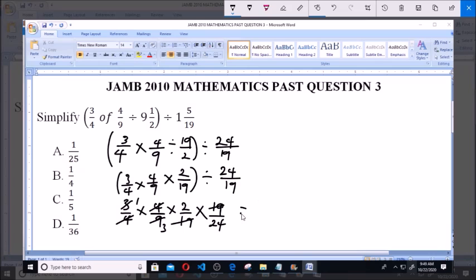So we have what? This is equals to 2 all over 3 multiplied by 24, and that is equals to 2 all over 72. Now we can still break this into the lowest term, and that will be equals to 1 over 36. So this is the answer to this question, 1 over 36, and that is option D.